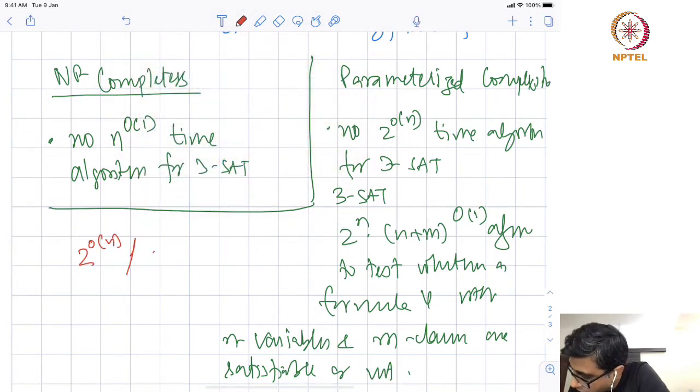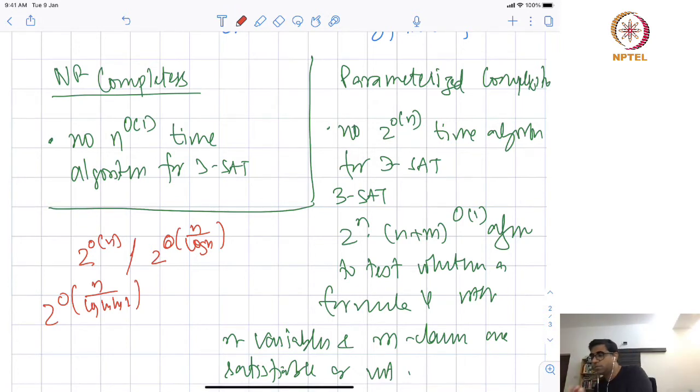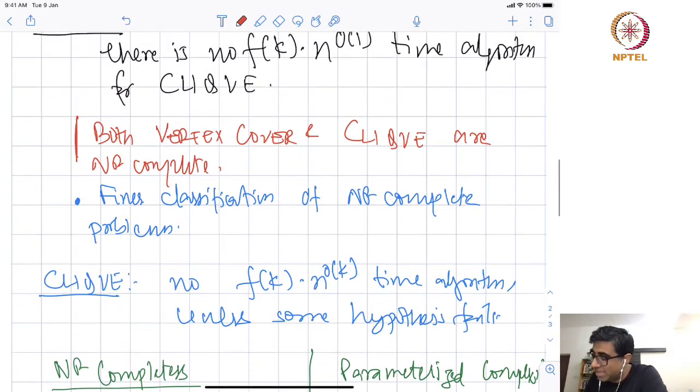for example, you cannot have an algorithm with running time 2 to the power n by log n or 2 to the power big O of n by log n. If you assume that you cannot have a 2 to the power little o of n algorithm, then we will be able to show in fact that for clique you cannot even have any algorithm better than f of k n to the power little o of k.